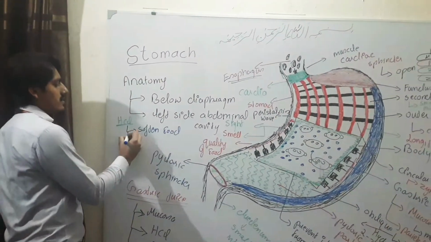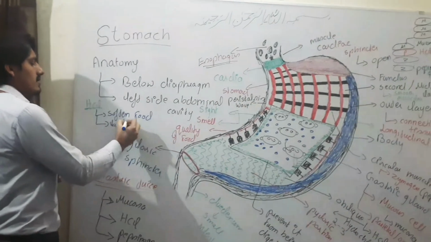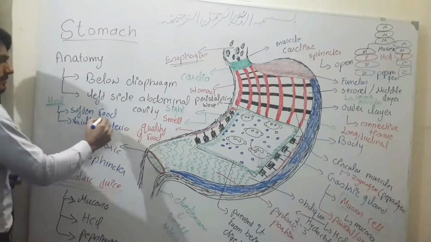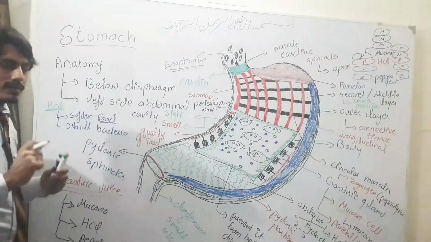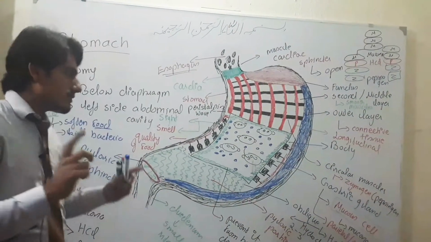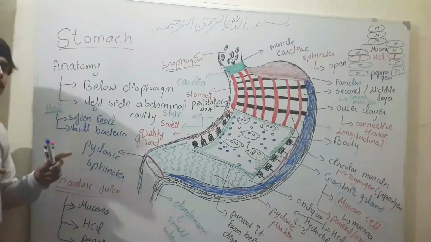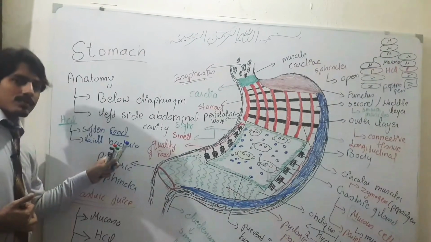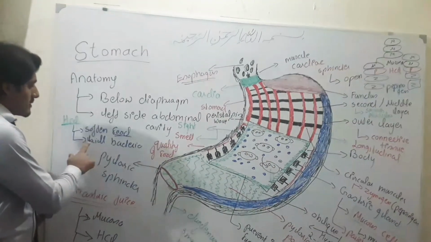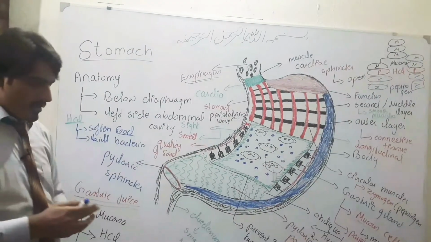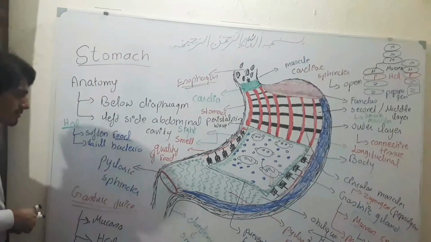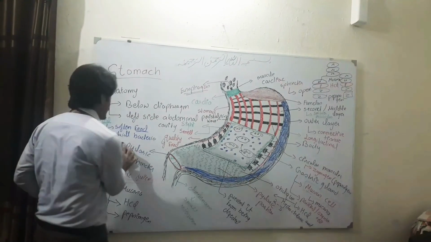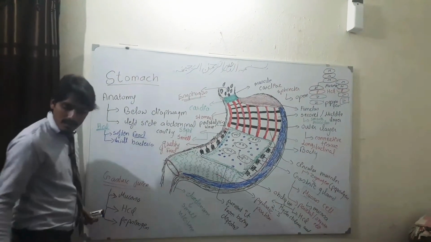The second function is to kill the bacteria or germs which come with our food particles inside the stomach. Okay, the first step, soften the food, and the second one, kill the bacteria which come into the stomach with food. The most important step is to convert pepsinogen into its active form, which is called pepsin.